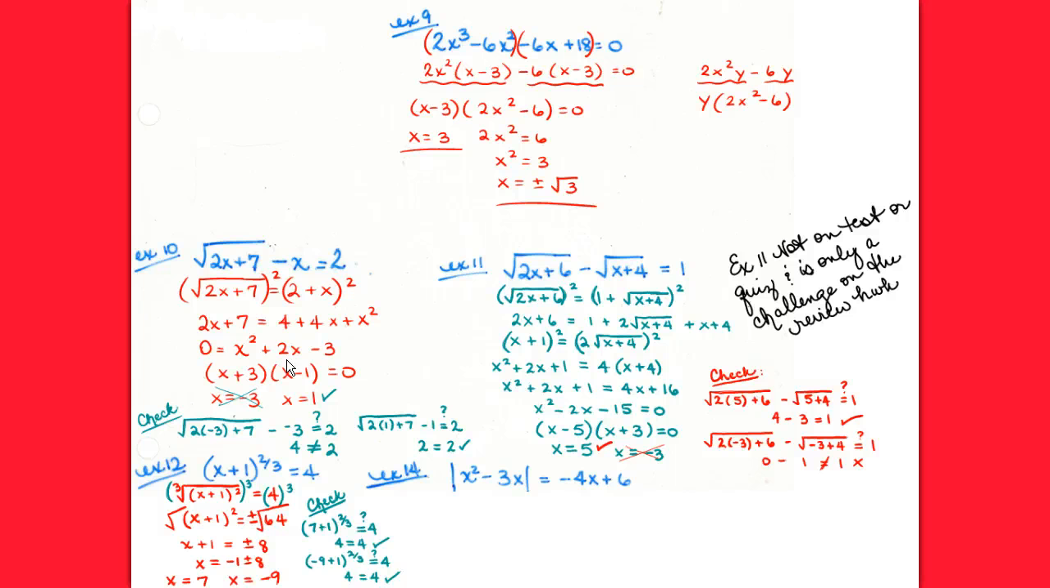Just because you have the chance of an extraneous root doesn't necessitate that you have an extraneous root. It is possible for all of the answers that you get to check and work. That's perfectly fine. We just do have to check.